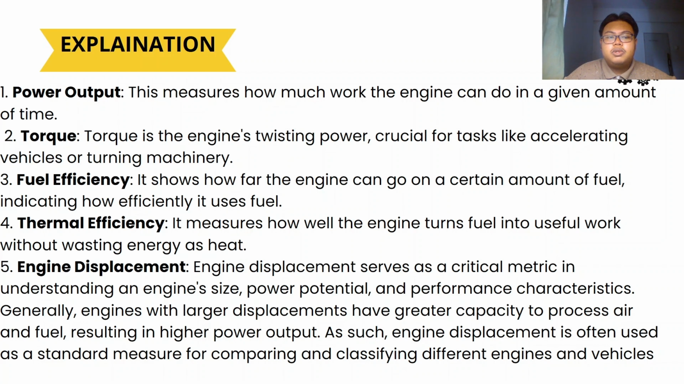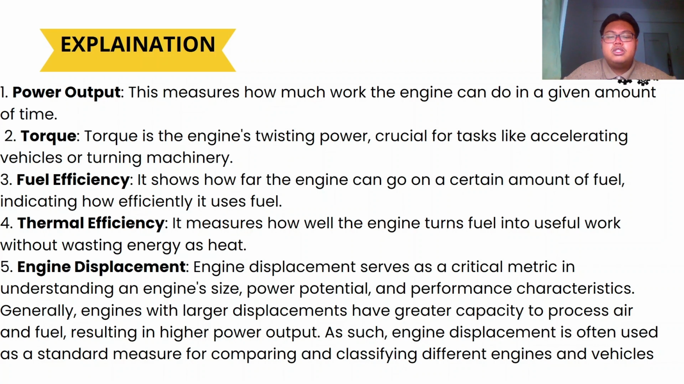Here is an explanation of those calculations. Power output measures how much work the engine can do in a given amount of time. Torque is the engine's twisting power, which is crucial for tasks like accelerating vehicles or turning machinery. Fuel efficiency shows how far the engine can go on a given amount of fuel, indicating how efficiently it uses fuel. Thermal efficiency measures how well the engine turns fuel into useful work without wasting energy as heat.